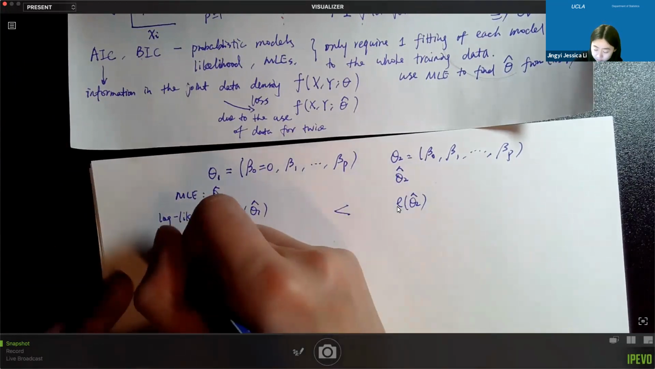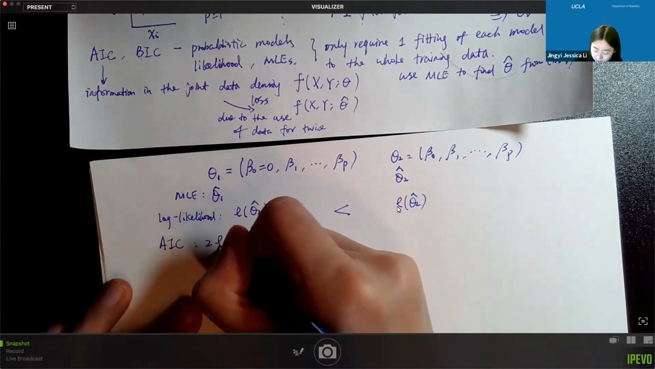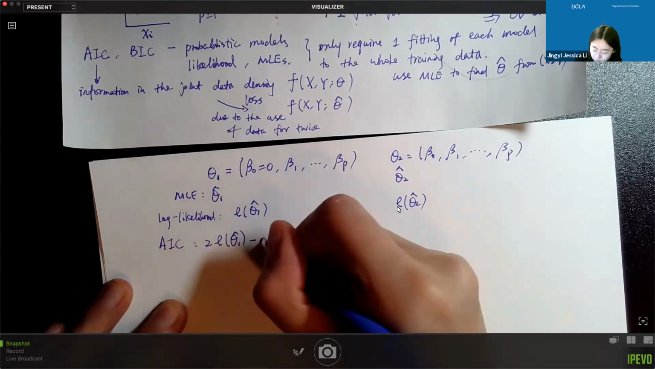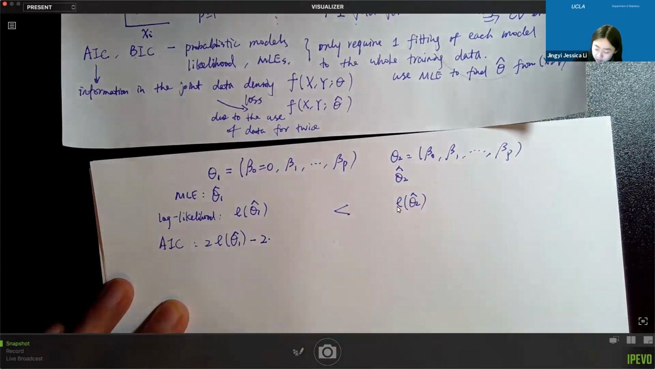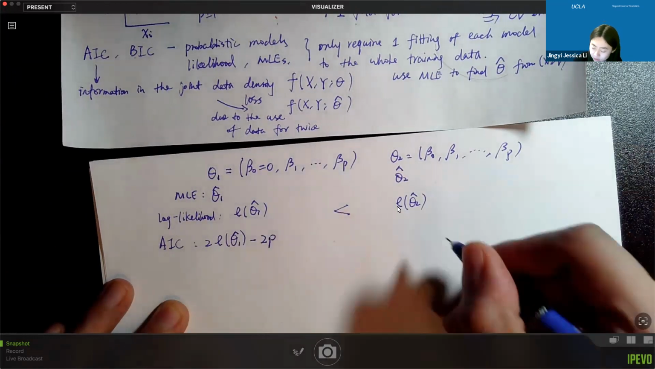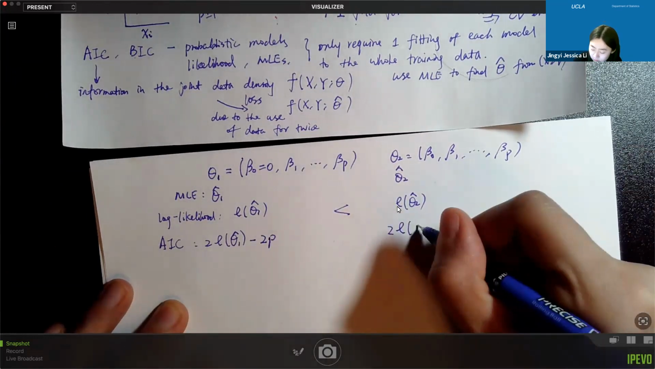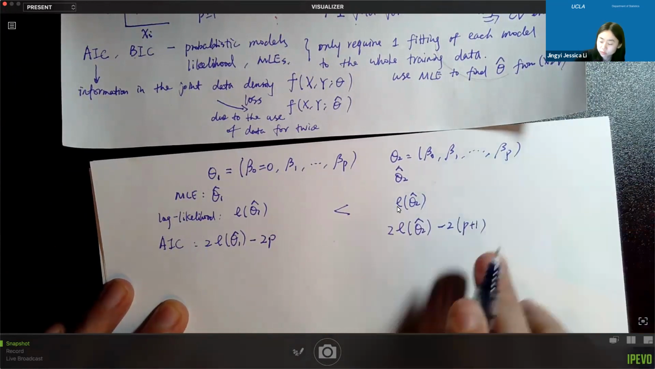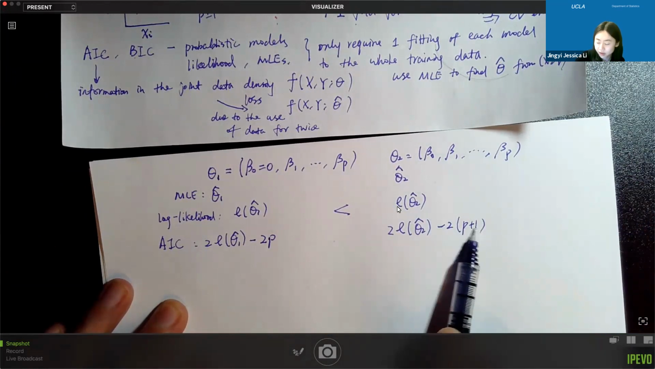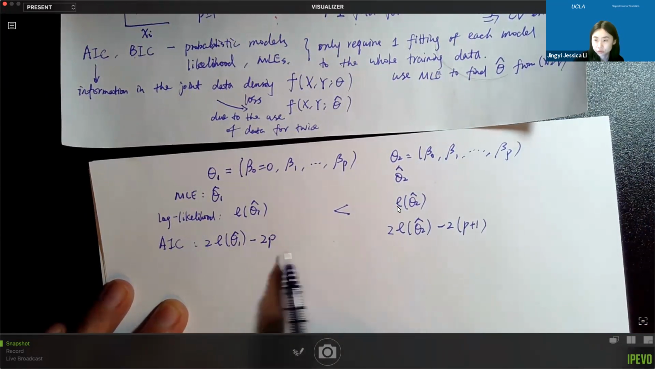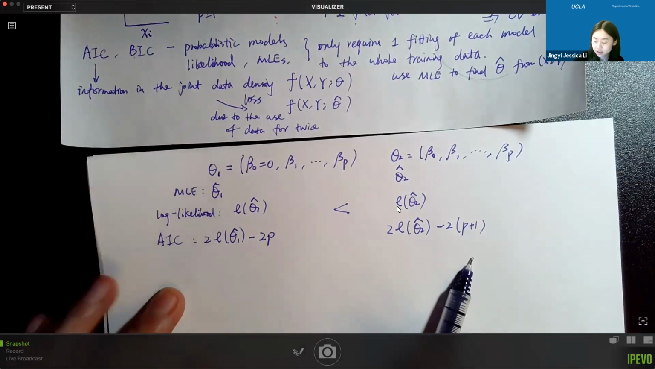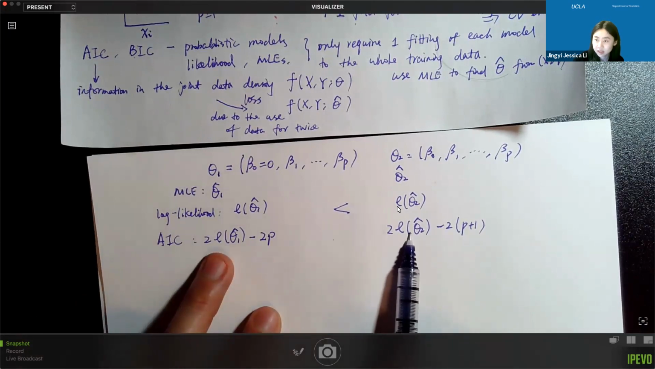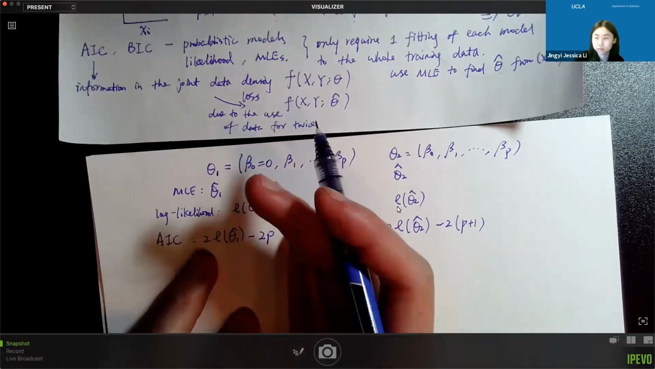So AIC is 2 times the log likelihood of theta 1 hat minus 2 times the number of parameters, here p. And over here, it's 2 times the log likelihood of the MLE minus 2 times p plus 1. Now we have one more parameter here, so that gives you minus 2. Then you compare these two to see which one is bigger. It's not necessarily that this side is bigger, because probably the difference in the likelihood is not bigger than 1. Then you will stay with the simpler model.